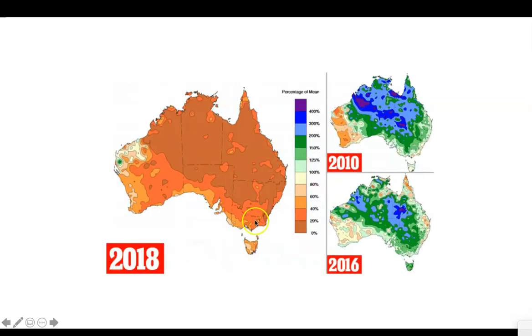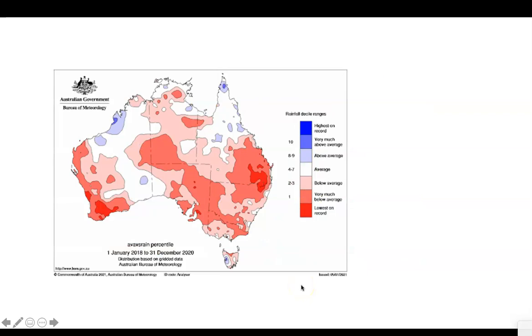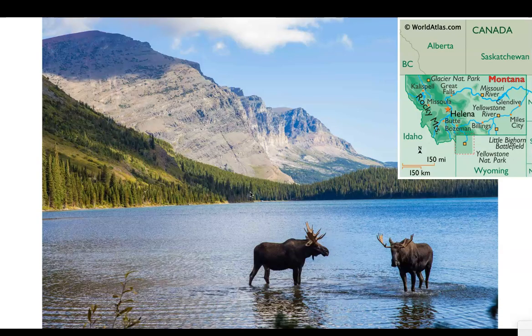So this is 2018. How are things now? Well, they seem to be headed in the same direction. This is looking from 2018 to 2020, December 2020. Again, very low levels of rainfall, and I don't believe they've had much since then.